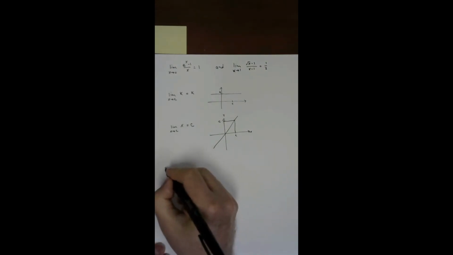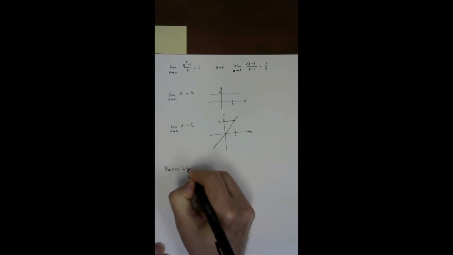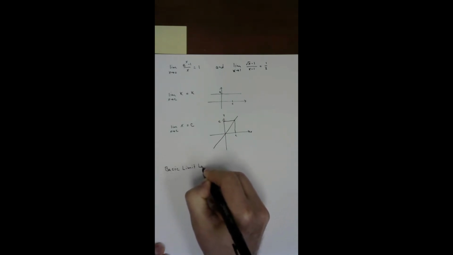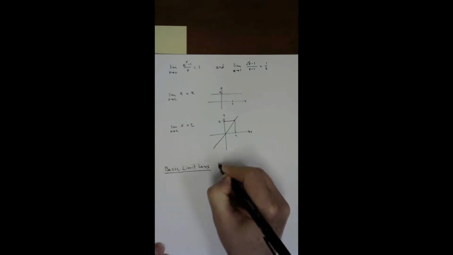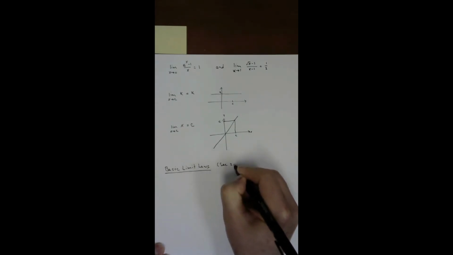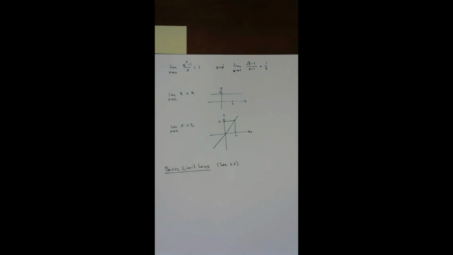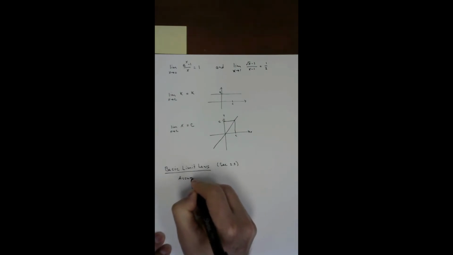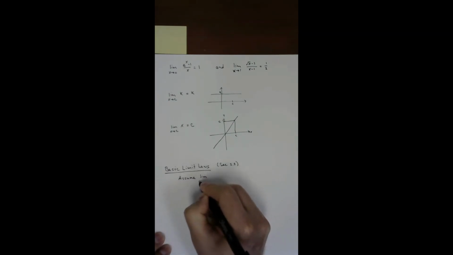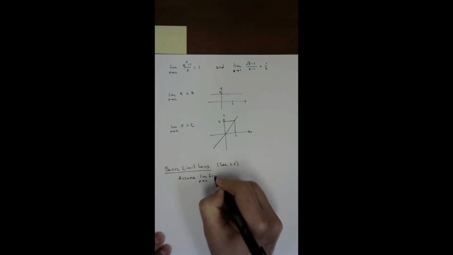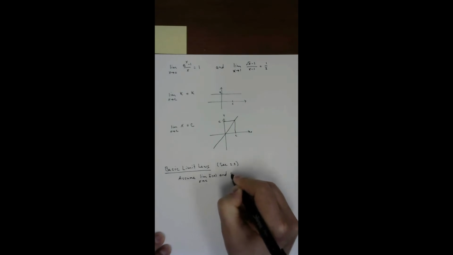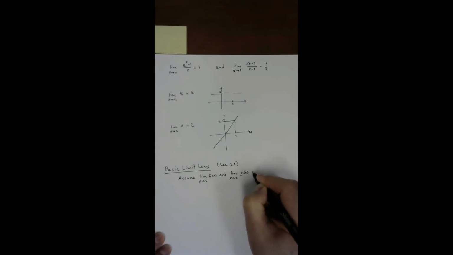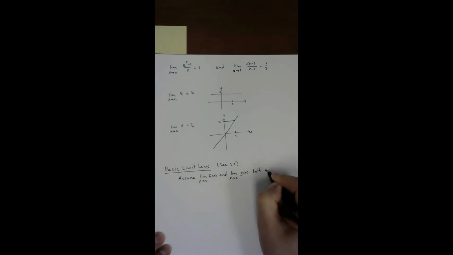And now we're going to look at some basic limit laws. This is from section 2.3. You ought to look at the textbook and follow along there. Okay, so assume that the limit as x goes to c of f(x) and the limit as x goes to c of g(x) both exist.